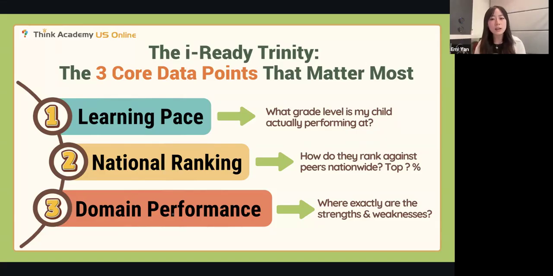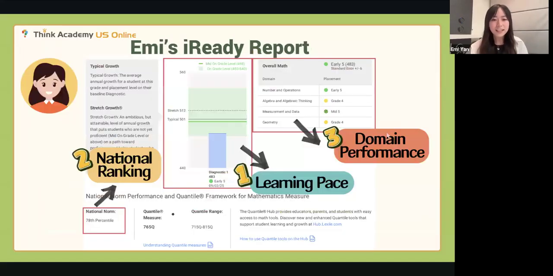And then the national ranking is going to show you a percentile that tells you how your kid ranks against their peers nationwide. Basically, your kid is in the top how many percent? And number three is domain performance. What does that mean? That means what exactly the strengths or weaknesses of your kid are after taking the test and doing the problems. This time, I provide you with my report, so teacher Emmy's report.